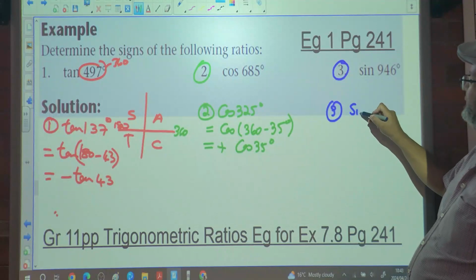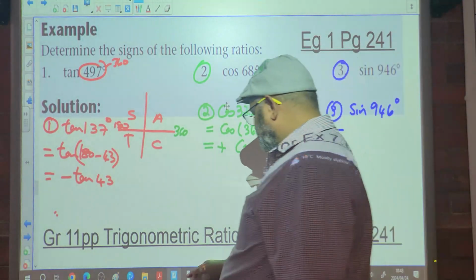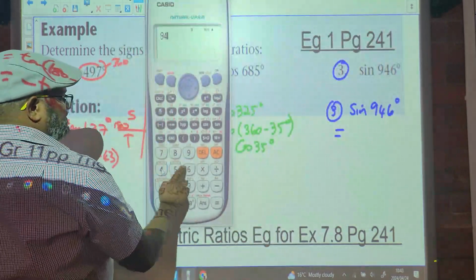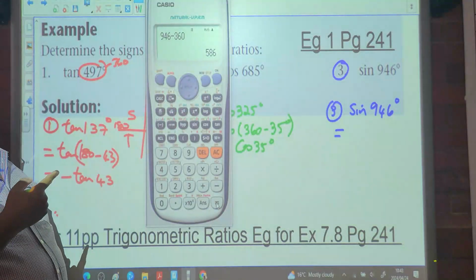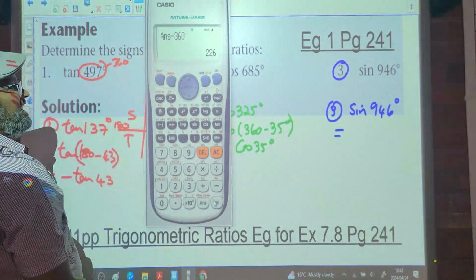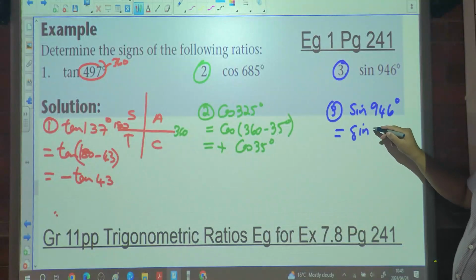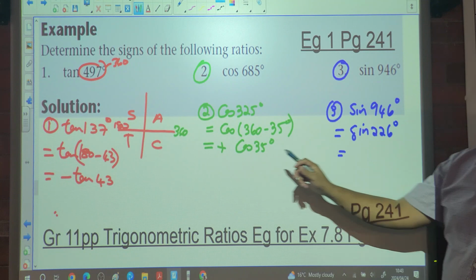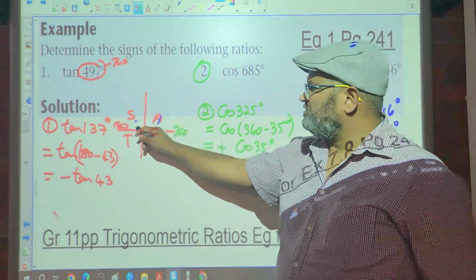Here we got sine of 946. So what do I do first? Minus 360. So I say 946 minus 360. Usually it's not within the 0 to 360 range yet. So minus 360 again. I get 226. So I write this is equivalent to sine of 226. Which quadrant is 226 in? Quadrant 3. Not so? How do you get that? It's quadrant 1, 2, 3 and 4.